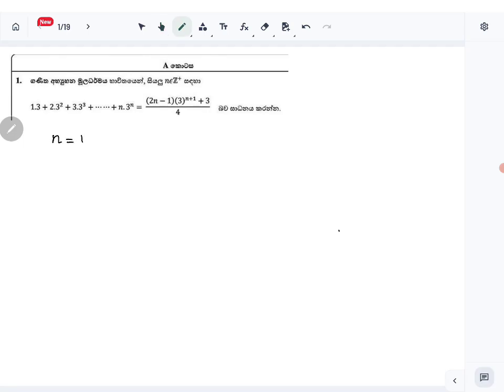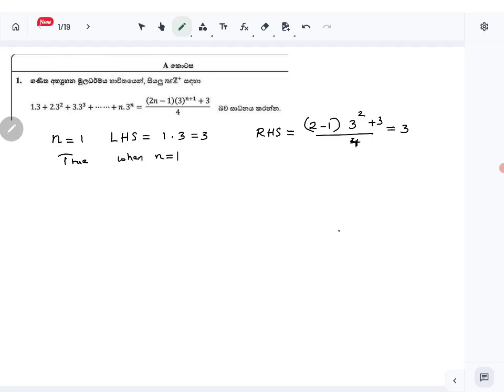When n equals 1, let's look at the left hand side. Left hand side is 1 into 3. So 3. Right hand side is what? Again substitute 1. And when you simplify, that is again 3. So true when n equals 1.